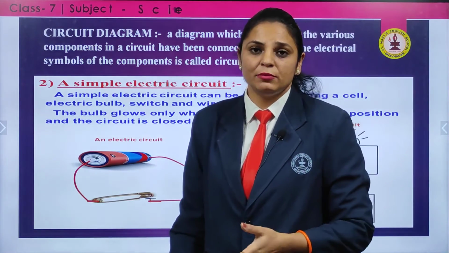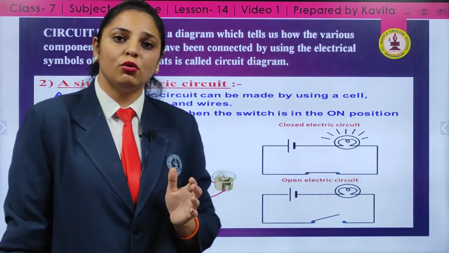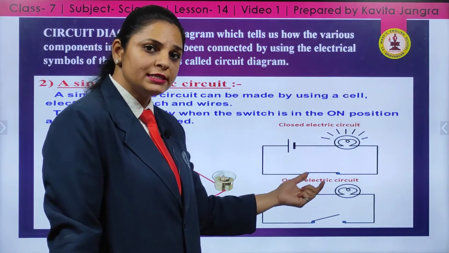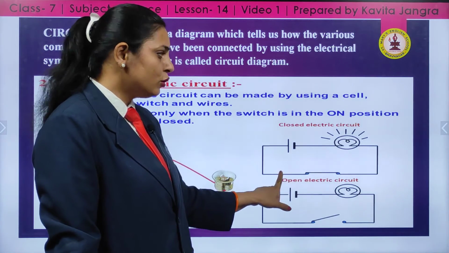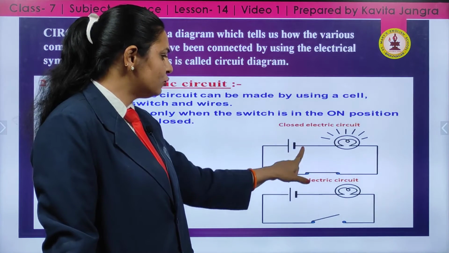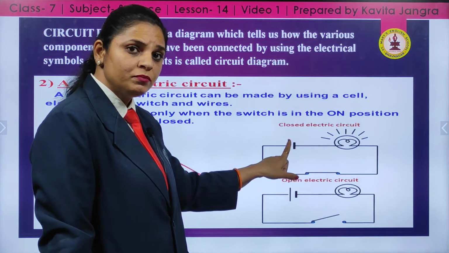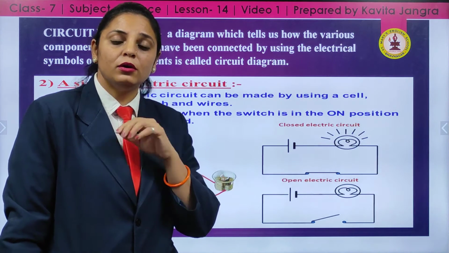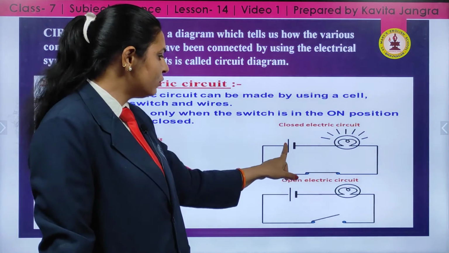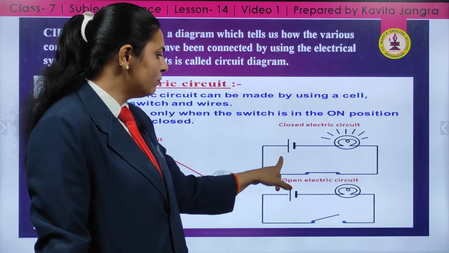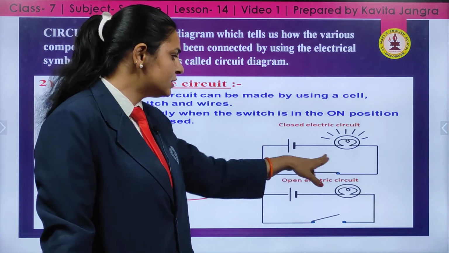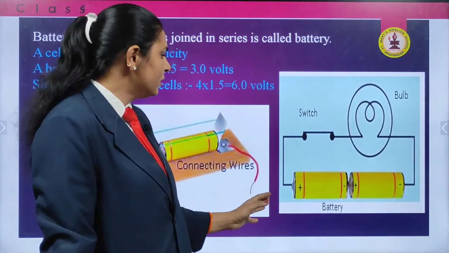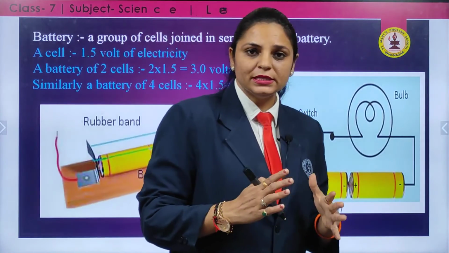It can be asked in the exam: draw a circuit diagram showing the closed path. So you have to represent it diagrammatically, with the help of circuit symbols. For a closed circuit, first you need to make the symbol for the cell. If it is asked to make it with a battery of 2 cells, this is for one single cell, and you have to make 1 more. This is the bulb and this is the switch. If it is closed, it represents the closed circuit. If it's open, that will represent the open circuit.